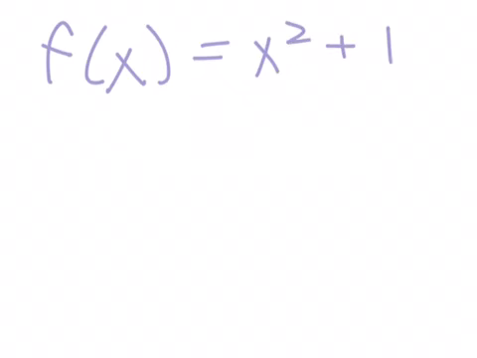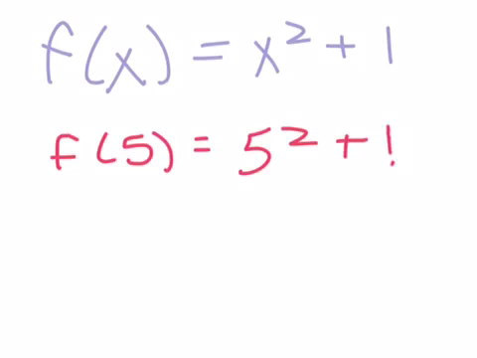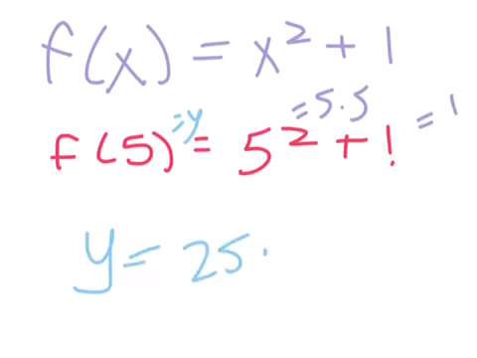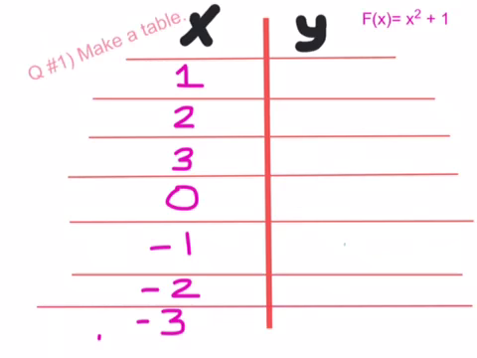So, to do this, let's pick a random value for x. Let's do 5. So it would be f of 5 equals 5 squared plus 1. So this equals 5 times 5, which equals 25. So y equals 25 plus 1, so y would equal 26. Okay, so now to our table.